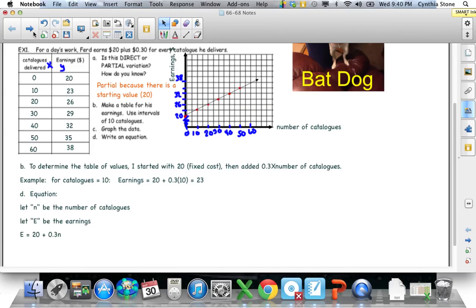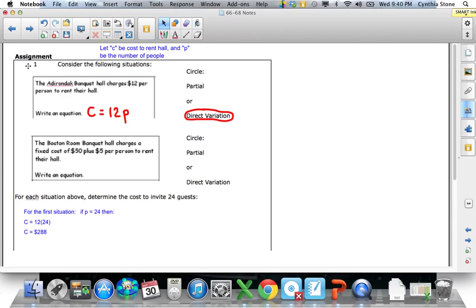If you need to pause the tape, please go ahead. But I'm going to jump into just showing you the assignment. So there's a bunch of questions just like this, and I thought I would do the first one for you so you see what to do. I'm going to look at this situation right here, and it says this banquet hall charges $12 per person. Well, first of all, is it partial or direct? And I'm saying it's direct because there's no fixed cost.